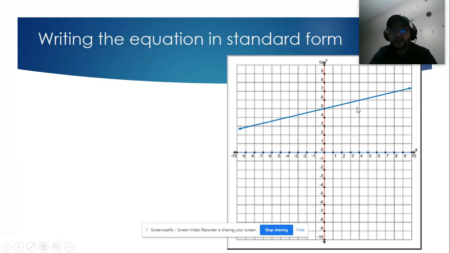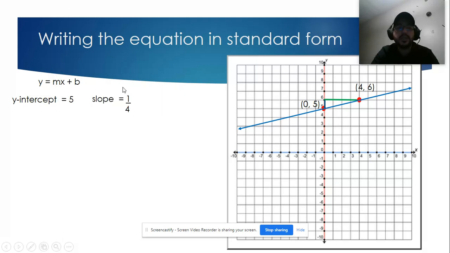We had this graph. We can find the slope, change in y divided by change in x. In this case, it is 1 divided by 4. If I want to write it in intercept form, I need to look at the y-intercept, and with the slope I can write it in intercept form. But in this case, I want to write it in standard form. So I need to make it look like this, ax plus by equals c.